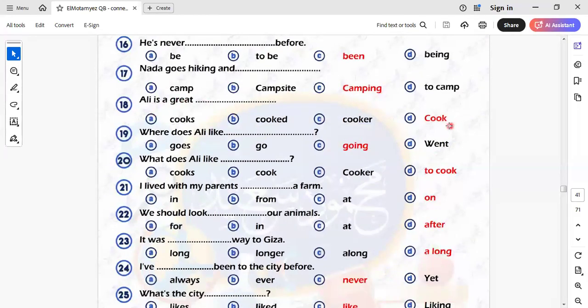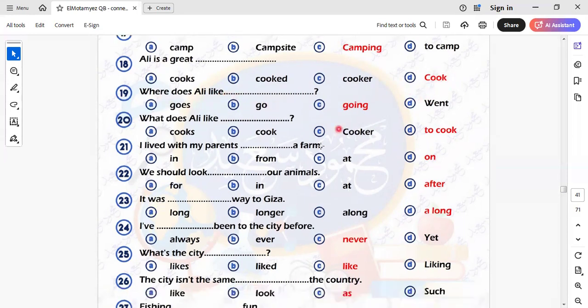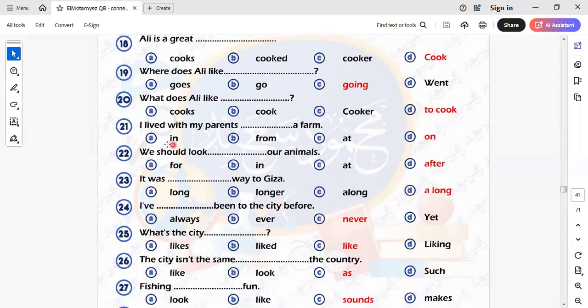Ali is a great cook, not cooker. Cook means the meaning of great chef. Where does Ali like going? What does Ali like to cook? We like to cook. Let's go to another one.